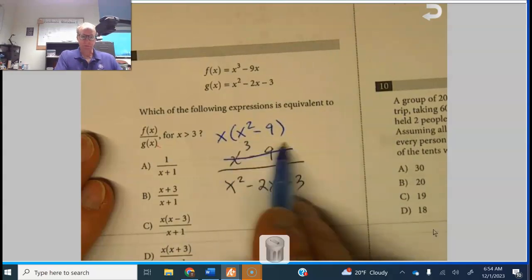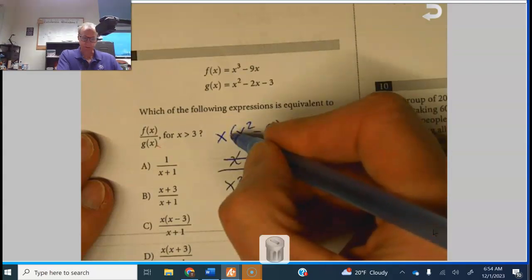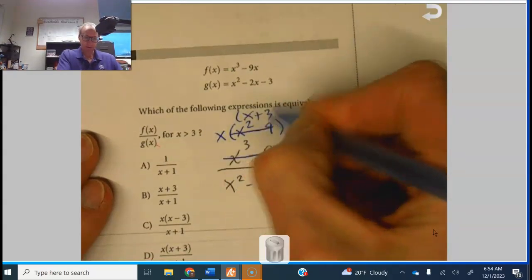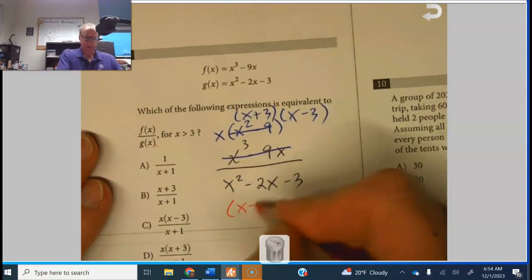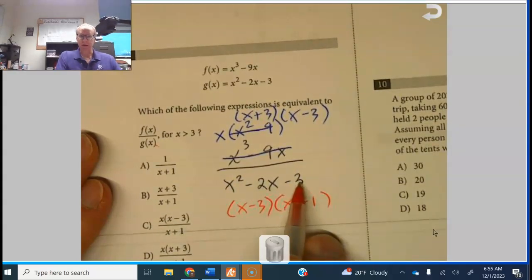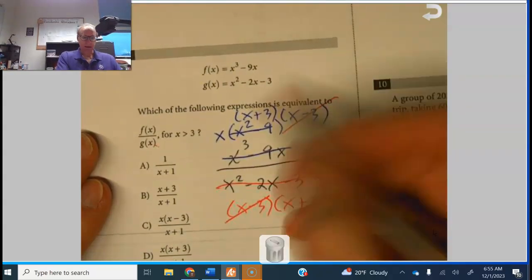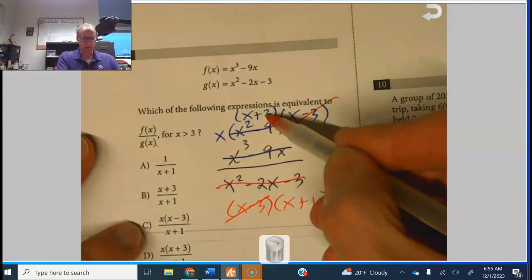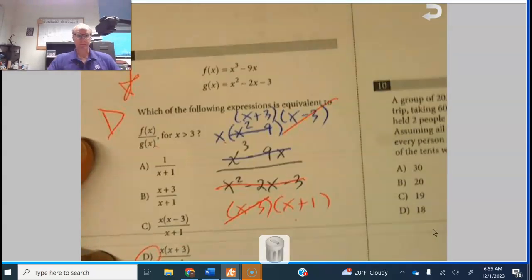Now I'm going to factor a little more, and I'm all done, because this factors easy. x plus 3, x minus 3. In the bottom, I've just got x minus 3 times x plus 1. I'm factoring this by looking at the product and the sum. Multiplying these gives me -3, adding them gives me -2. I simplify out the x minus 3, and I end up with x times x plus 3 over x plus 1, which is D. And I'm absolutely sure.